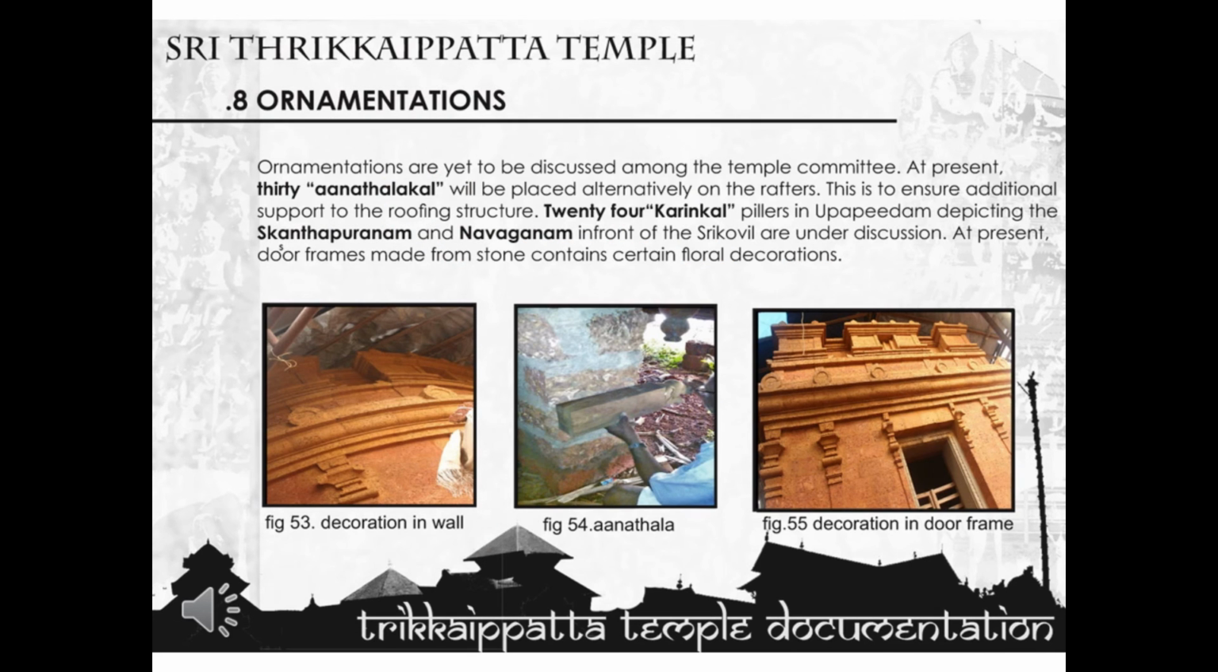Now, ornamentations. Ornamentations are yet to be discussed among the temple committee. At present, 30 Anathalagal will be placed alternatively on the rafters. This is to ensure additional support to the roofing structure. 24 Karingal pillars in Ubapidam depicting the Skandapuranam and Navaganam in front of the Srikovil are under discussion. At present, door frames made from stone containing certain floral decorations are used.